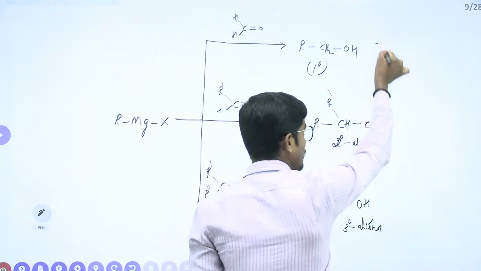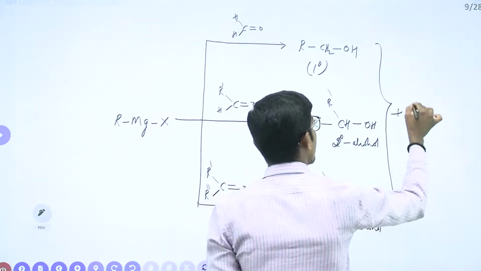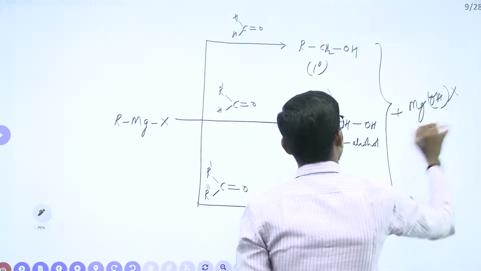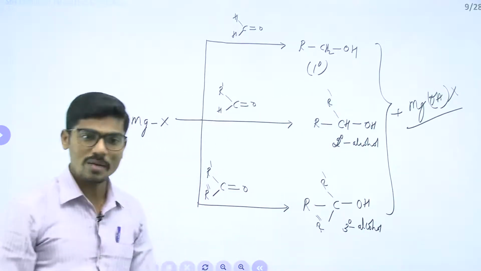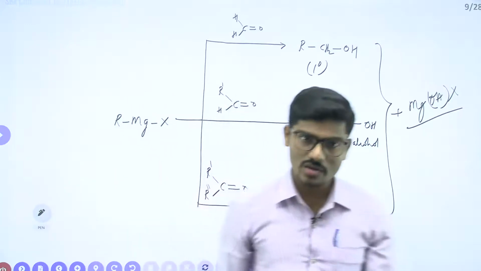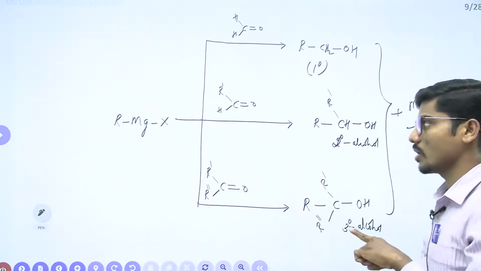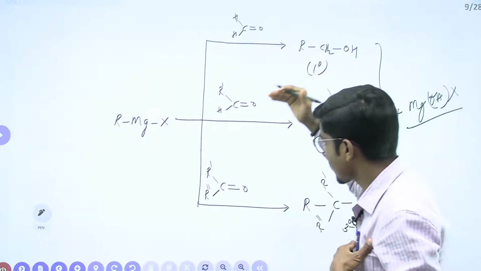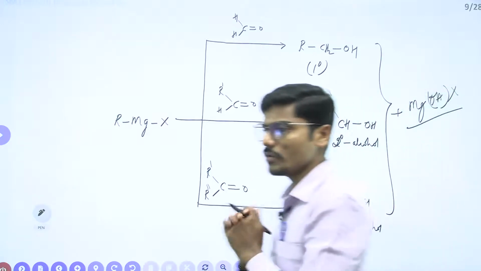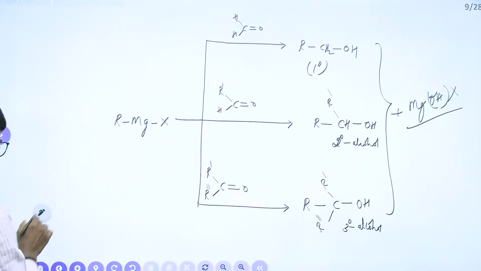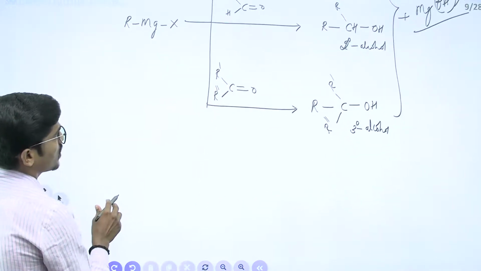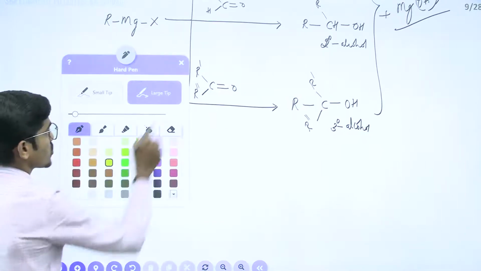And along with these primary, secondary and tertiary alcohols, one more byproduct is common, that is magnesium hydroxide halide. MgOHX is a common byproduct with these, right? So this is about the preparation of primary, secondary and tertiary alcohols. First with formaldehyde, second with acetaldehyde or other aldehydes, and then ketone. Along with this, two more reactions we need to study, that is the reaction of Grignard reagent with ester.